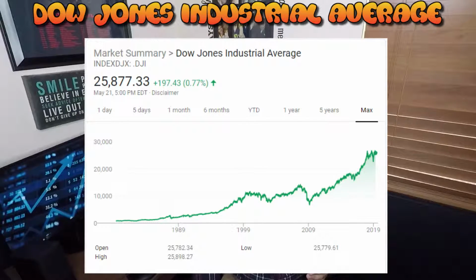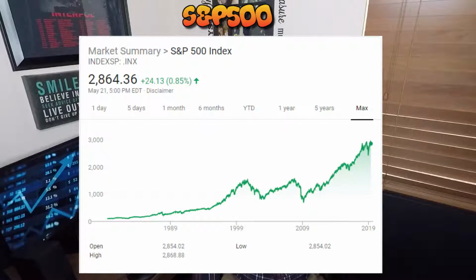Market indexes are portfolios that hold a specific piece or segment of the market. In the United States, there are three main indexes that are most commonly used by investors to track the overall performance of the country's economic market. We have the Dow Jones Industrial Average, the S&P 500, and the Nasdaq Composite.